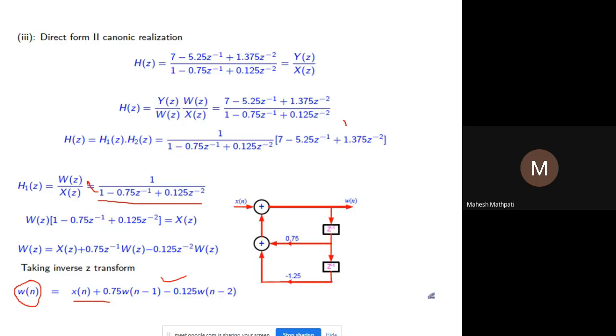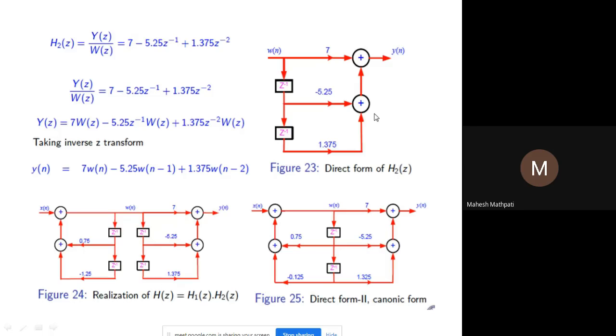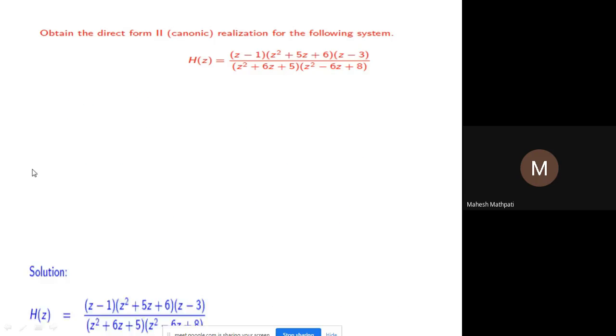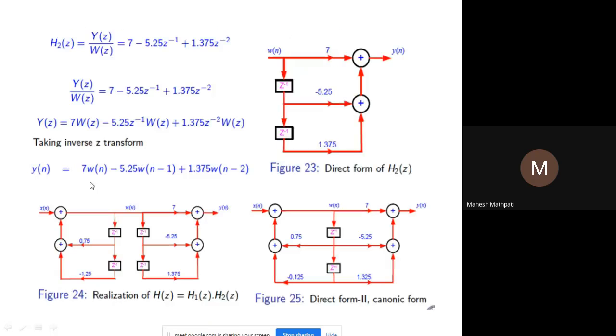Now similarly he is considering the second function, H2(z) = Y(z)/W(z). Then again it is simplified this way, so we will get y(n) = 7 w(n) − 5.25 w(n−1) + 1.375 w(n−2). So for this he has drawn the block diagram. Okay, so this block diagram he has drawn.